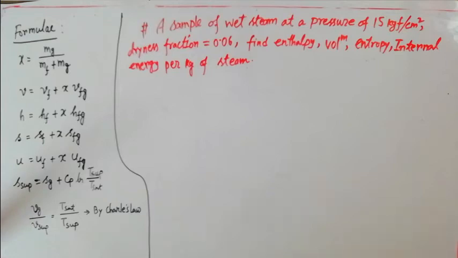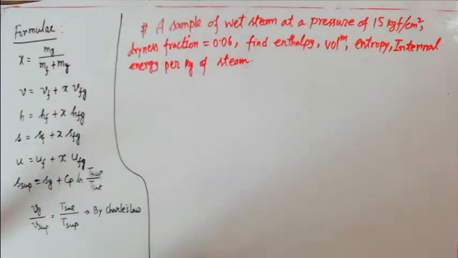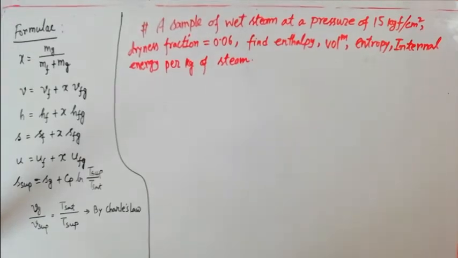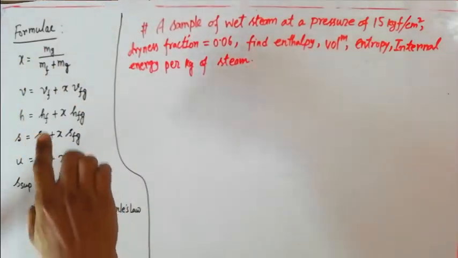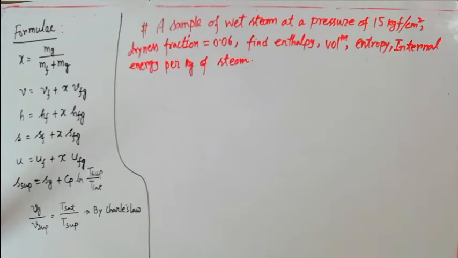Going to solve some problems based on the steam table. So in this particular region I have written the needed formulae for solving these steam table problems. All these formulae I have already explained. First one, X is nothing but the dryness fraction or quality of steam, that is mg by mf plus mg, that means mass of dry steam to the mass of the mixture.